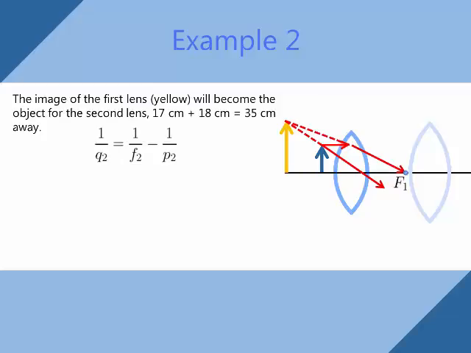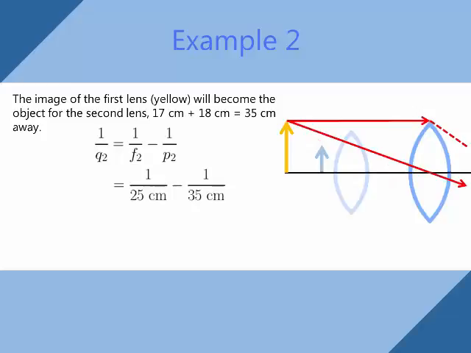So the image of the first lens, shown in yellow, will become the object for the second lens. The image is 17 centimeters away from the first lens, and the first lens is 18 centimeters away from the second lens. So the total distance between the image and the second lens is 35 centimeters.